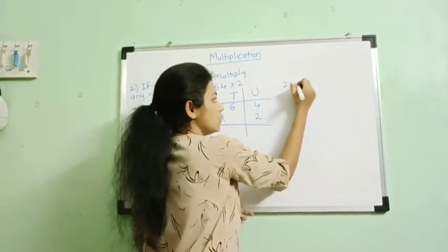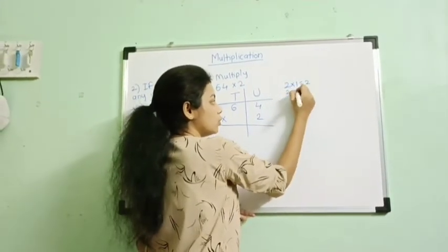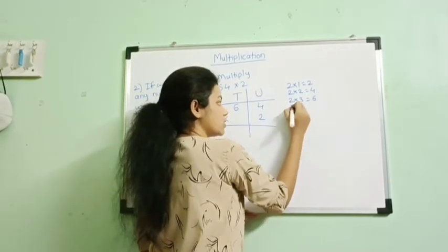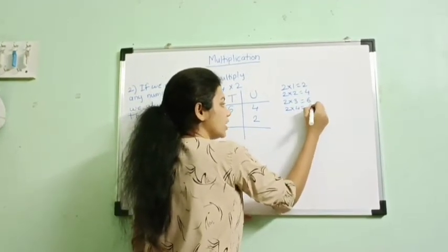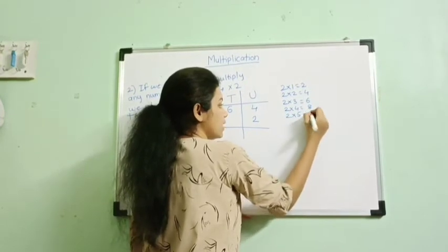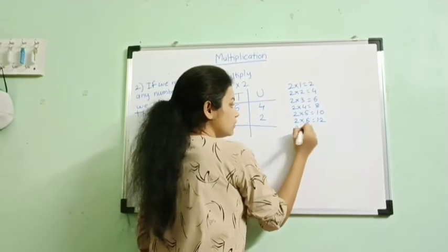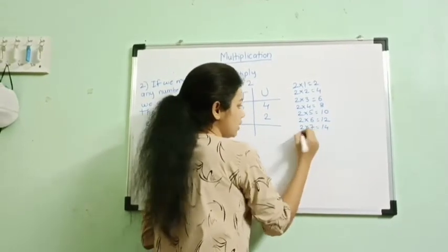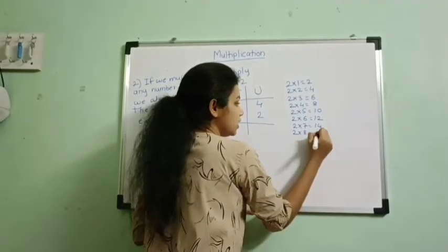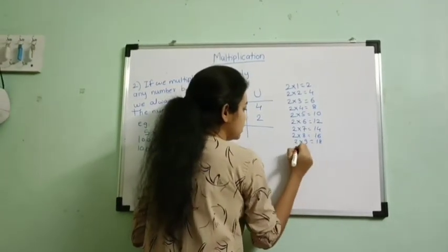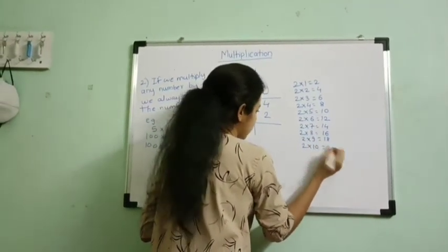That is, we know that 2 into 1 equal to 2, 2 into 2 equal to 4, 2 into 3 equal to 6, 2 into 4 equal to 8, 2 into 5 equal to 10, 2 into 6 equal to 12, 2 into 7 equal to 14, 2 into 8 equal to 16, 2 into 9 equal to 18, and 2 into 10 equal to 20.